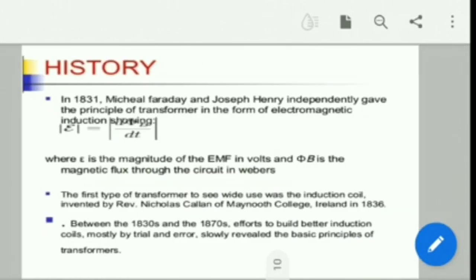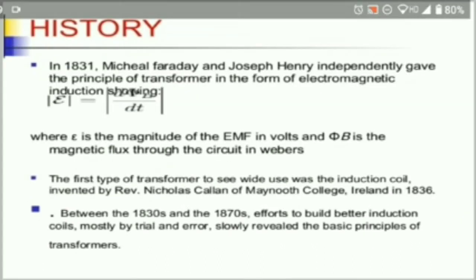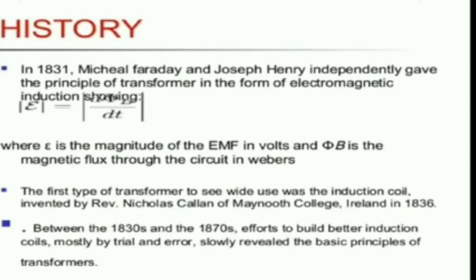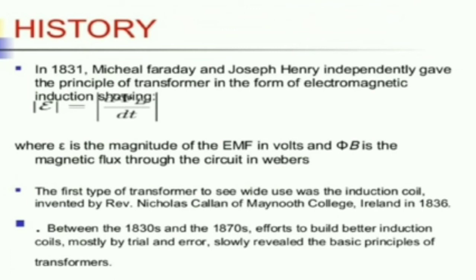History. The first type of transformer to see wide use was the induction coil. Between 1830 and 1870, efforts to build a better induction coil, mostly by trial and error, slowly revealed the basic principle of the transformer.